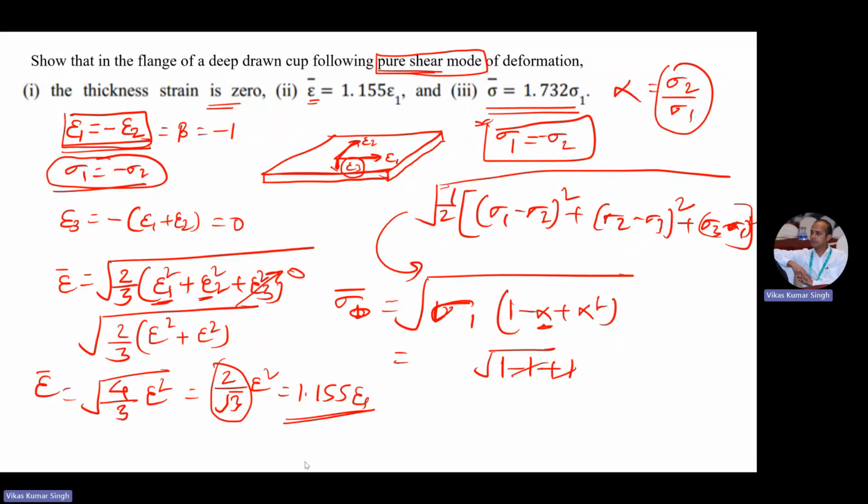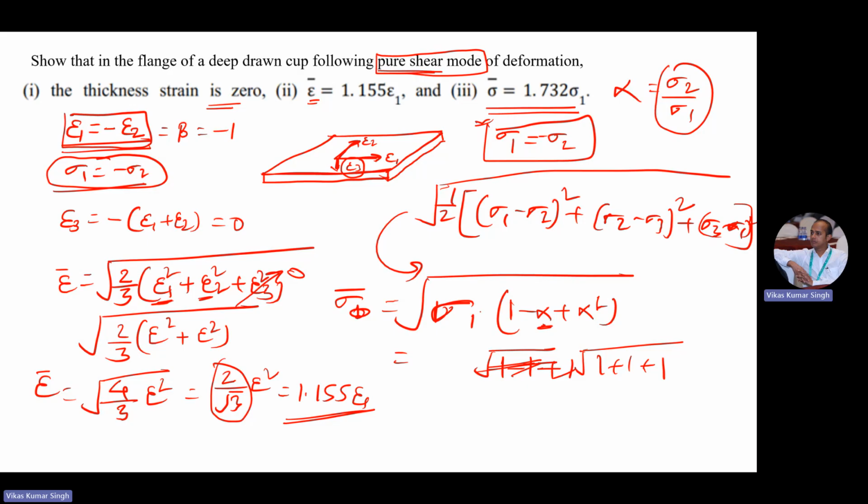Okay, sorry. Again, some network issue is there. That's why this is disconnecting. Now, the minus 1, we are putting that value. So what will happen here? This will become plus 1, and 1 minus 1 square will become 1. So root under 3 into sigma 1.